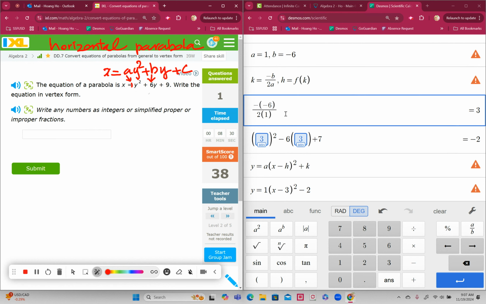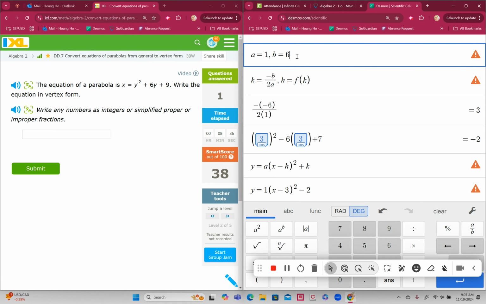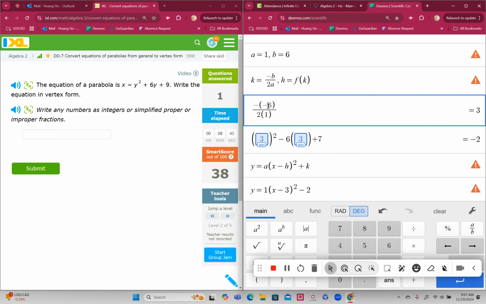Okay, so I go to the calculator over here. I revise B equals 6. Here we go. Now I put into my formula negative b, so b equals 6. I change it, it becomes 6. And then I come out with k equals negative 3. All right? So k equals negative 3.